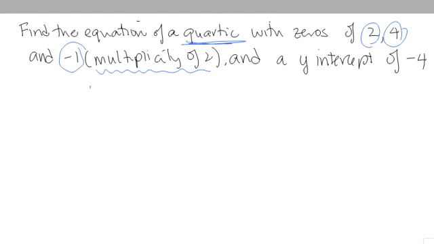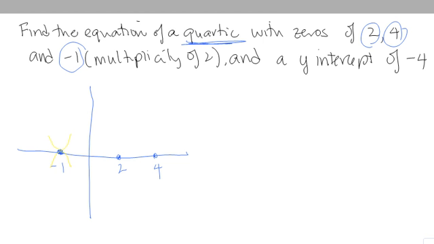So let's make a quick, rough sketch of what this could look like. We have a root at 2, a root at 4, and a root at -1. And because it has a multiplicity of 2, it's just going to come and kiss the graph at this point right here, which means it's going to either look like this or like this. Just touch it at that point. We don't quite know which direction at this point.